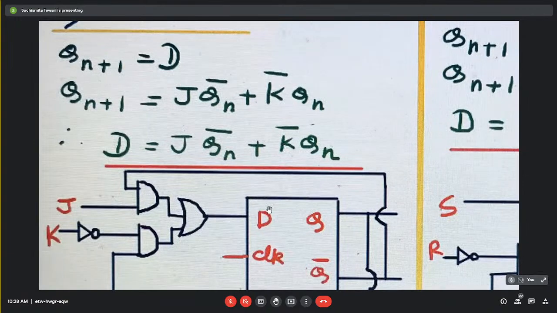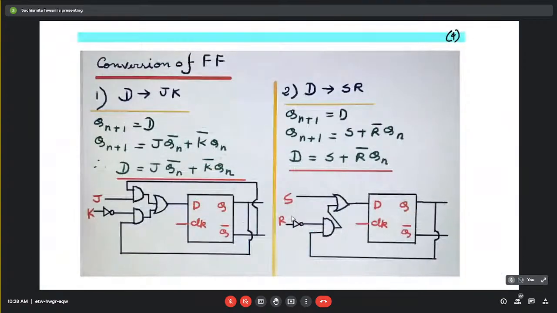Now, D to JK flip-flop means here there is a block of D flip-flop and we need to convert this entire thing into a JK flip-flop. That is, we will give the input as J and K and at the output we will get the same output as in the case of the D flip-flop. So the characteristic equation of the D flip-flop was this, and for the JK flip-flop the characteristic equation is this. The output will remain the same whether it is D or the converted JK.